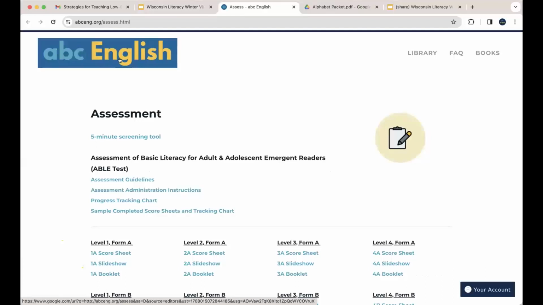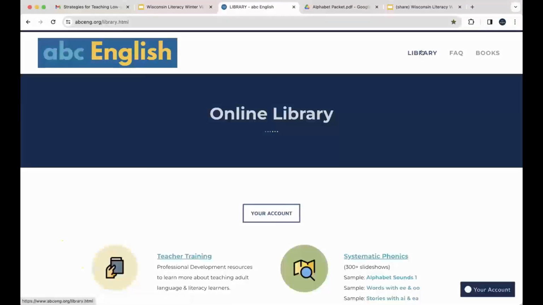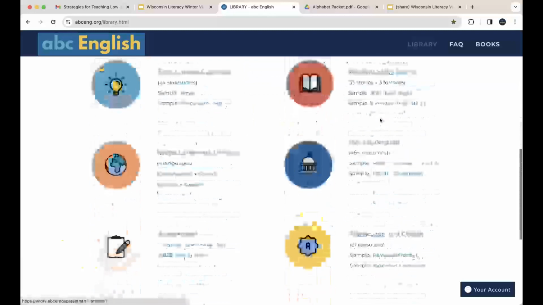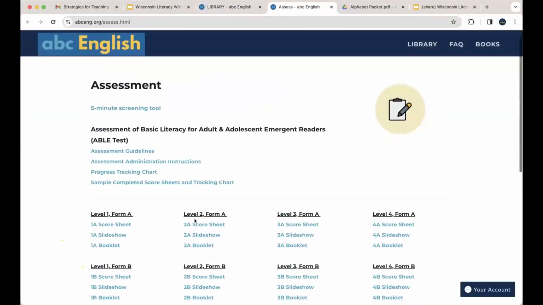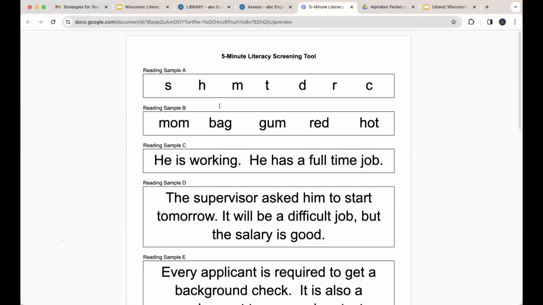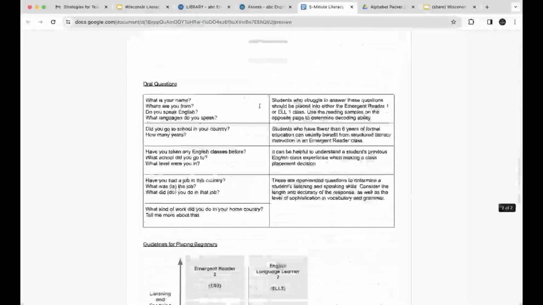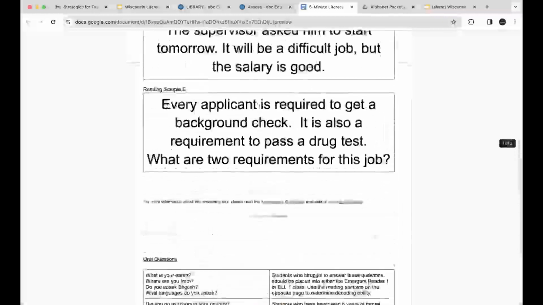So if you're at the ABC English website and you click here on library, you'll see these different categories. Down at the bottom is an assessment category. All of the assessment resources are free for anyone to use. This first one is a 5-minute screening tool. And you noticed in the video, I had it printed out and in a plastic sheet protector. I keep it handy for any time I meet a new student, so I can just quickly get an idea of what their literacy level is and their speaking listening level is.